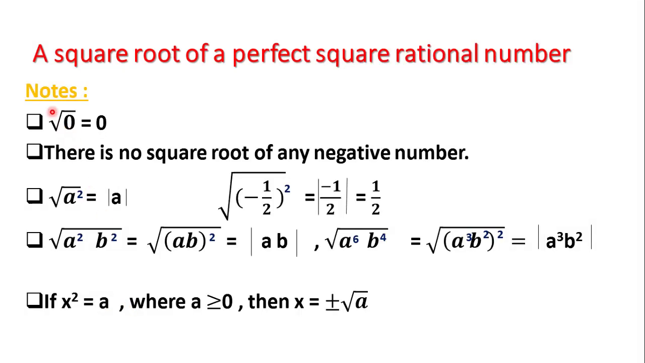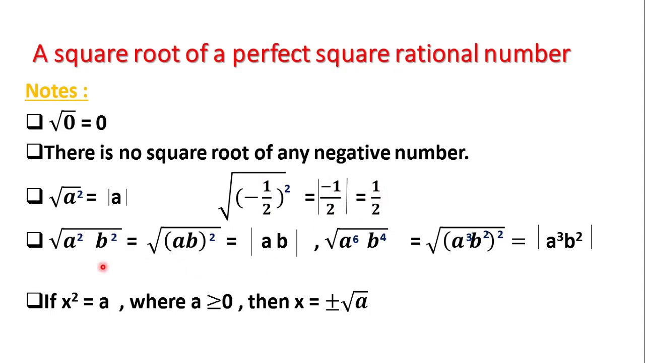We have some notes here. The root of 0 is of course 0. Also, there is no square root for any negative number. If you have a negative number, you can't put it inside the square root. Root a power 2 is the absolute value of a. So root of negative half power 2, don't write negative 1 over 2 or negative half. No, it's the absolute value of it.